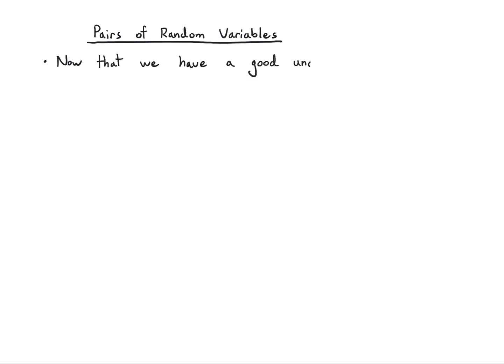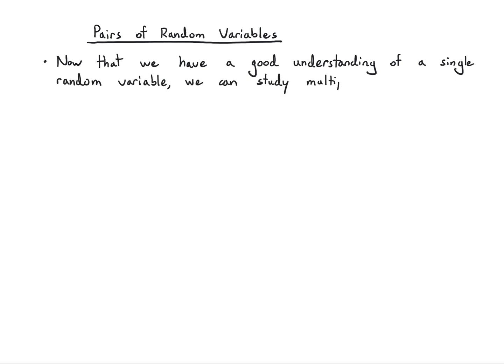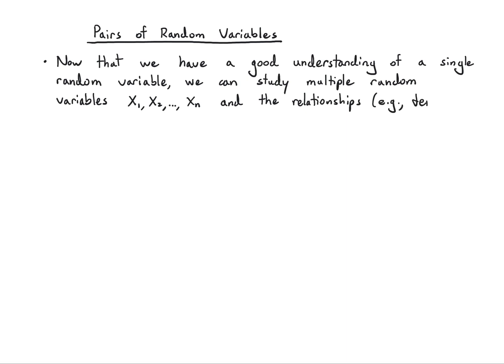We've talked about one random variable, so now let's talk about two, pairs of random variables. So we have a pretty good understanding of how to deal with a single random variable, whether it's discrete or continuous. And so now we can study multiple random variables. So let's say we want to study X1, X2, up to Xn, and the relationship or dependencies between them. Okay, so this is where things start to get interesting, where I have multiple random quantities that interact in some way, and maybe I want to use one to infer the other, to make predictions, or anything else.